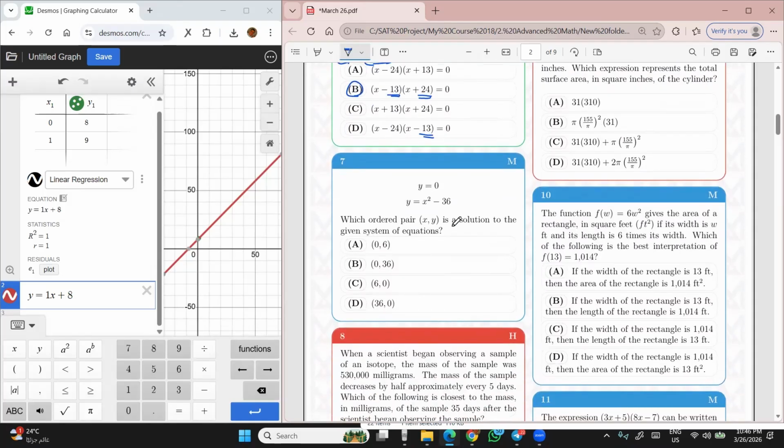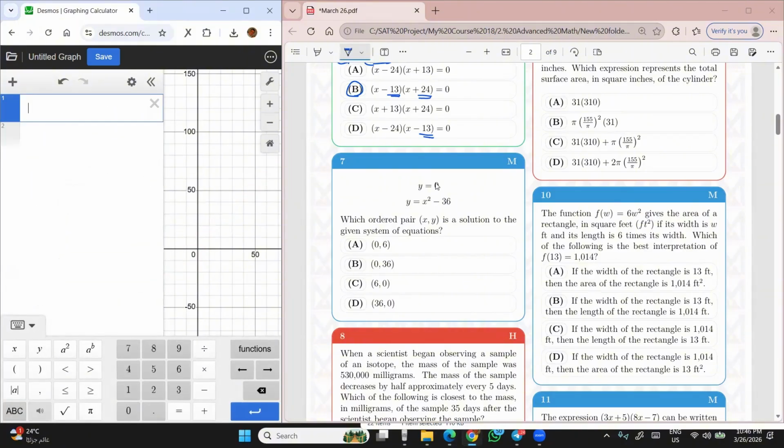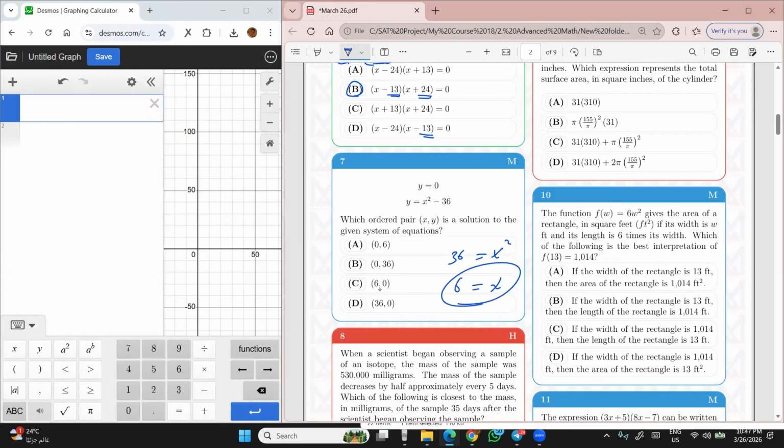Question number 7, we have a system of one linear equation and the other one is a quadratic equation, and we need the ordered pair as a solution. How can we get the solution to this? You can answer it just mentally by replacing this y by 0. So this becomes 0. You just move this 36 and you have x squared is equal to positive 36, which makes x positive or negative the square root of 36, which is equal to 6. So 6 is the answer, and the y is equal to 0 already.